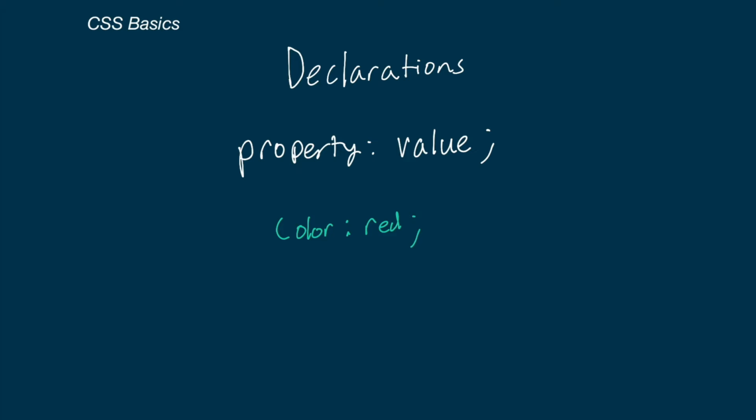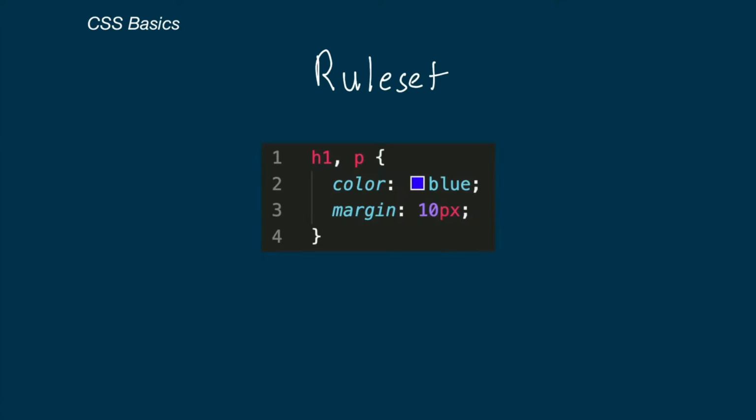Next, we need a way to tell CSS what elements we want to style. And we do that by including our declaration in what we call a rule set. Rule sets have two primary components, the selector and the declaration block. The selector determines which elements should be affected by this rule set. For example, here we are selecting all H1 and paragraph tags.